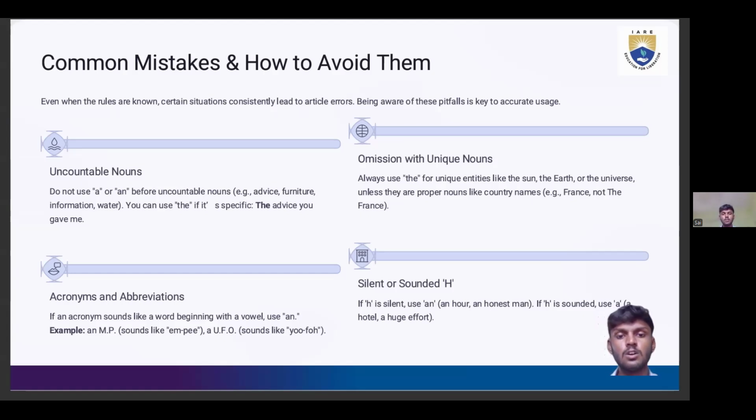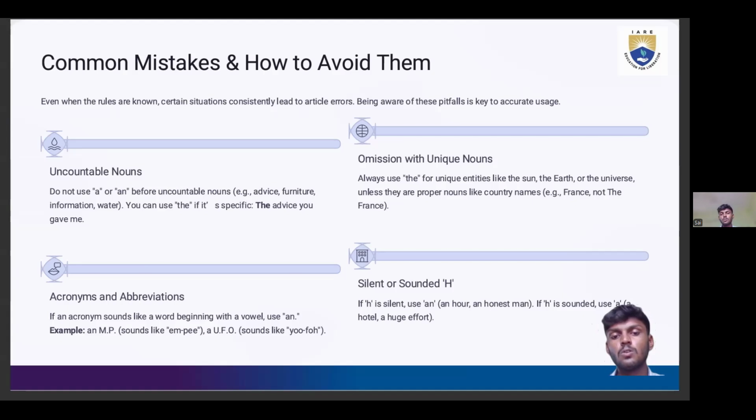Next, overusing the. Mistake: I love the music. Talking about music is general. Correct: I love music. How to avoid this?